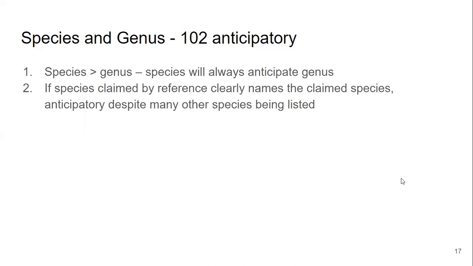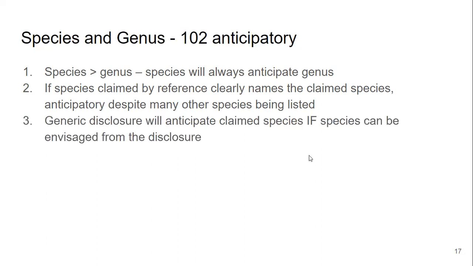And there's a little bit of variability here, like if it's among a giant list, they're not necessarily going to say, oh, of course you anticipated it, because if it's that big of a list, then they're just covering a lot of ground and it's non-specific. So then a generic disclosure will anticipate a claimed species if the species can be envisaged from the disclosure. So maybe there's a generic genus in the claims, but then the specification lays out the species specifically, then that's still anticipating the claimed species. And evidence of combination is not required there.